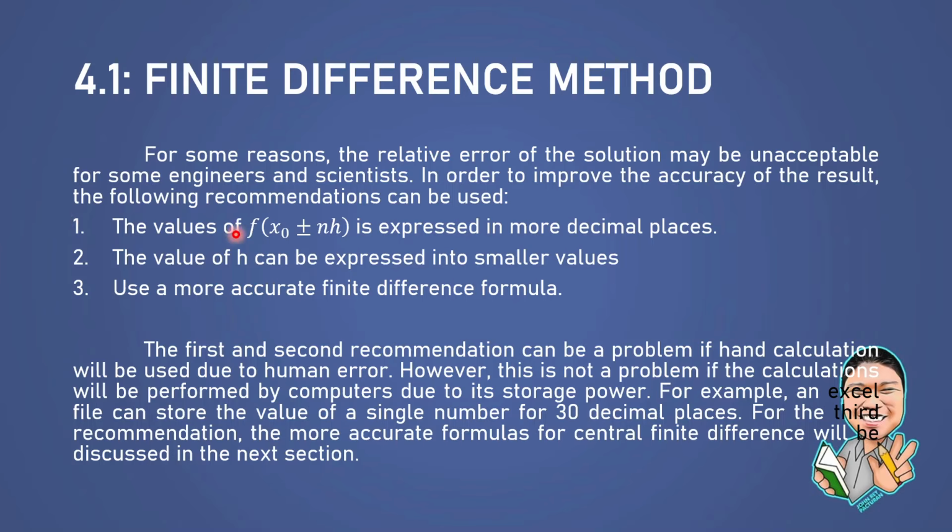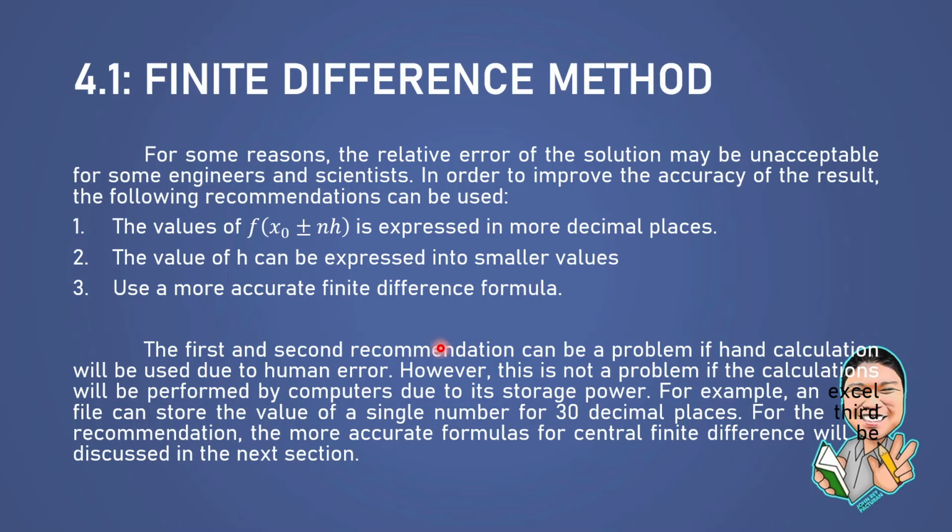So, halimbawa, yung una, the values of this is expressed in more decimal places. Ngayon, ang ginamit lang natin ay 6 decimal places. Pero kung gusto nyo ng mas accurate, edi gawin mong 8 or 10 decimal places. Ganun lang yon. Okay? Yung method 2 is yung value ng h, dapat i-express mo siya into smaller values. Halimbawa, yung h kasi natin ngayon is 0.2. Pwede naman yata na yung h is mas maliit, 0.1 or 0.01. Ganun yung gustong concept ni method 2. And yung 3 is yung gagamit tayo ng mas accurate na finite difference formula.